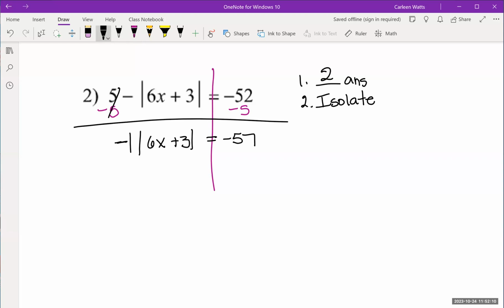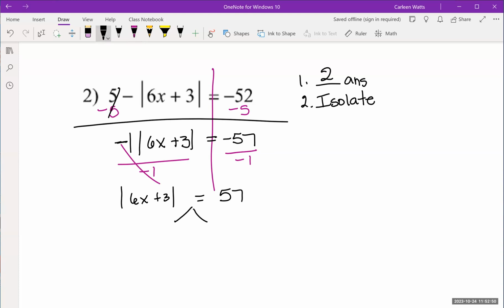Okay, we are still isolating. So what's my next step? Not split yet. We can't split yet. There's one more number we need to get rid of. Okay, divide by -1. Some people split and then distribute it. It doesn't always work. It works some of the time. So we're not going to do that. Okay, so now we have 6x plus 3 is equal to +57.